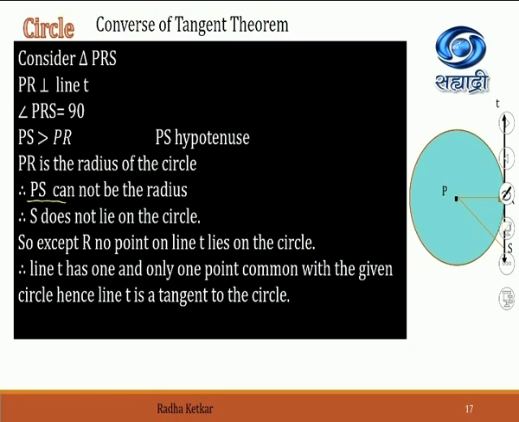So this statement, one and only one point, talks about the uniqueness, right? One and only one point common with the given circle. That's why we can say that line T is a tangent to the circle. So this was the converse of the tangent theorem.